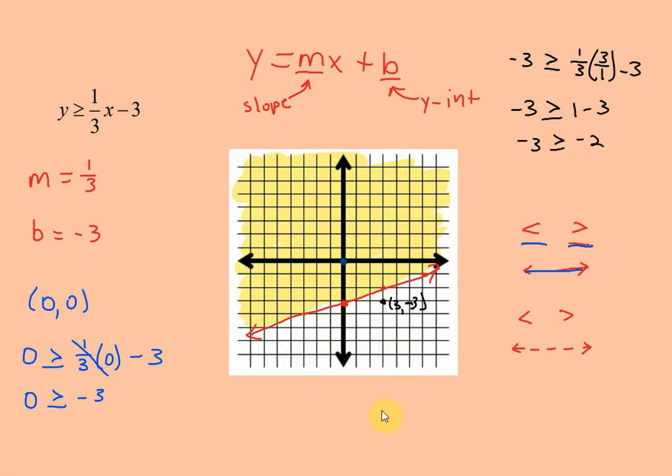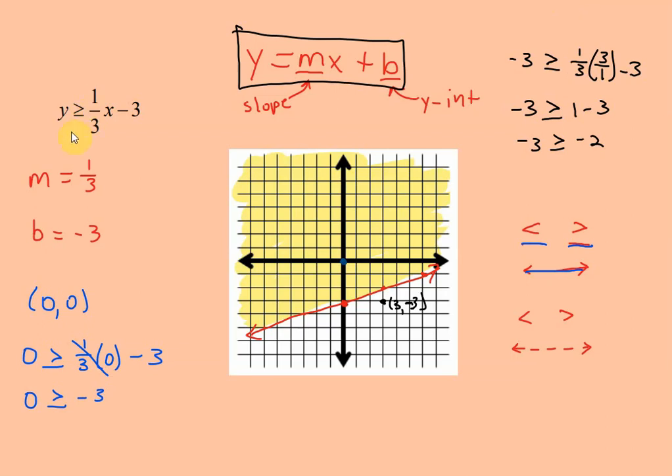Now I'm going to teach you a shortcut. As long as your inequality is in slope-intercept form, so this form right here, then you can use this shortcut. You cannot use it if it's not in that form. If it's not in that form, you can get it in that form and then use it. But you must get it in slope-intercept form first.